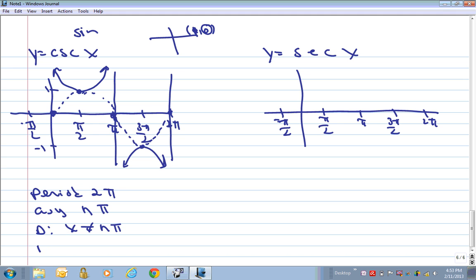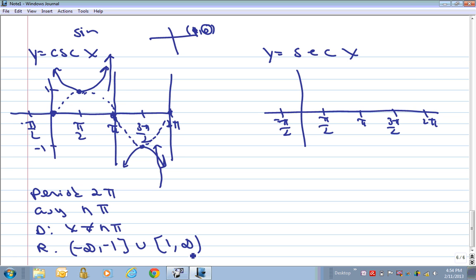And our range is a little different. Our range moves from negative infinity up to negative 1, and then from positive 1 to positive infinity. So negative infinity to negative 1, or from 1 to positive infinity.